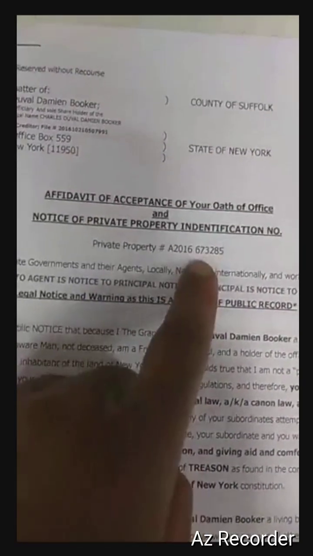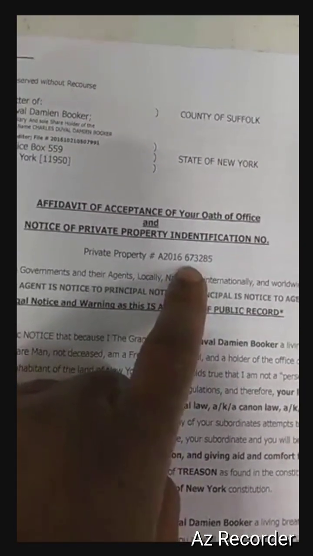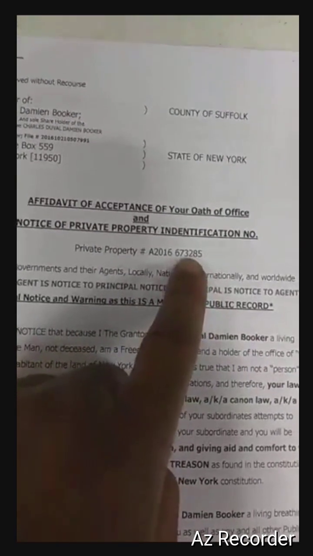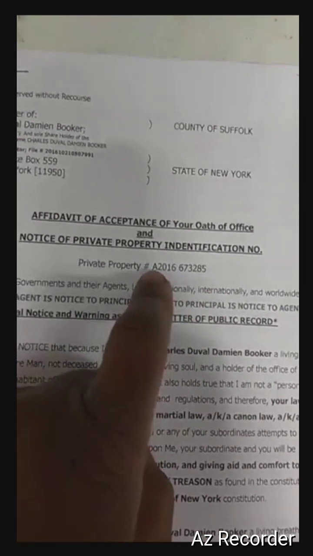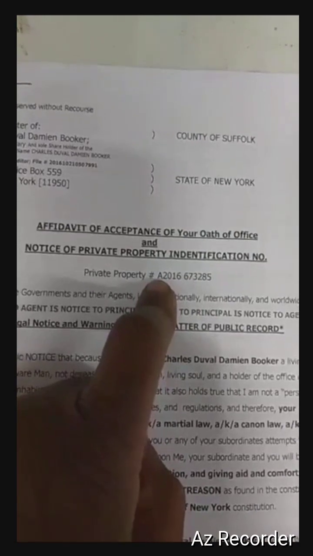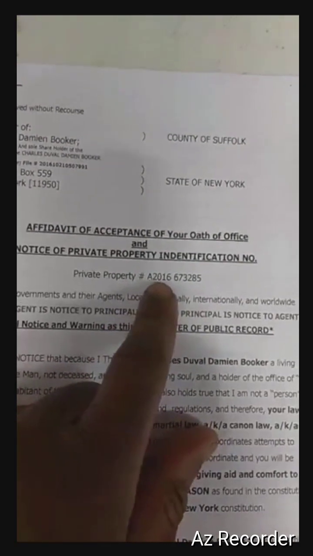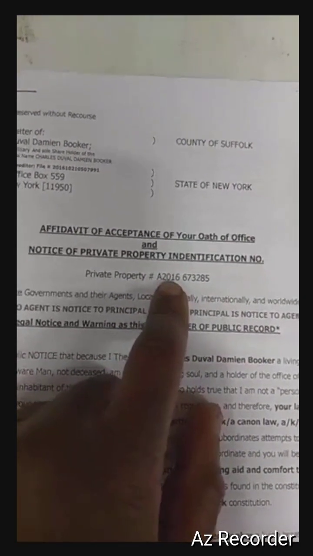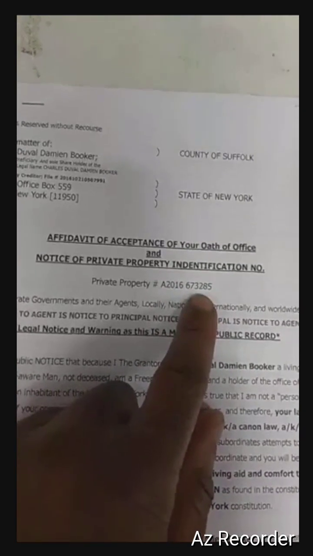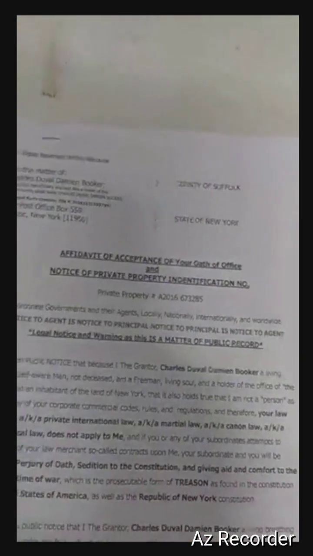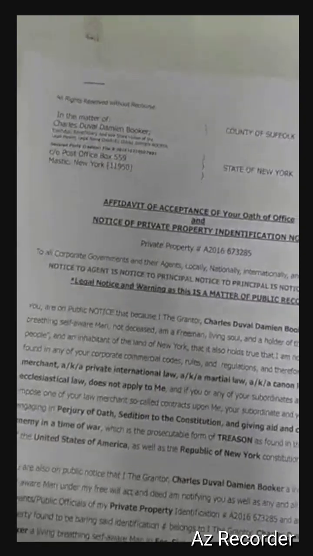So this is the second document after you've created your private property number. As you can see right here, that's the private property number. Those numbers came off of the apostille. You pick any letter. The letter doesn't matter. I picked A because it's my first document. 2016 was the year that I decided to do it. That's the number from the apostille. That's all you need to do a private property number.